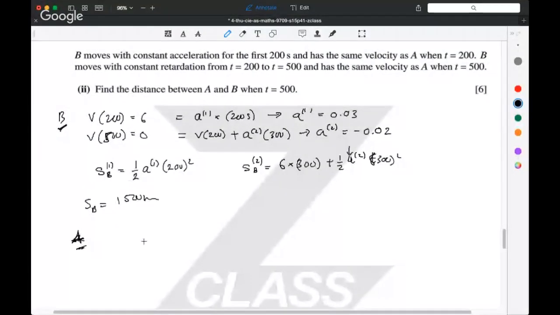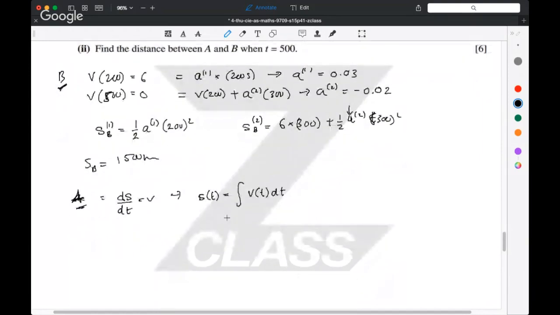So now for particle A, it's just slightly more complicated in that we have to use this integral expression again. We know that ds/dt is velocity, and therefore, with the exact same reasoning as before, s of t is equal to the integral of v of t dt. Well, what is v of t? We already got it because it came from our integration of the acceleration. So this is going to be the integral of 0.05 t minus 0.0001 t squared dt.